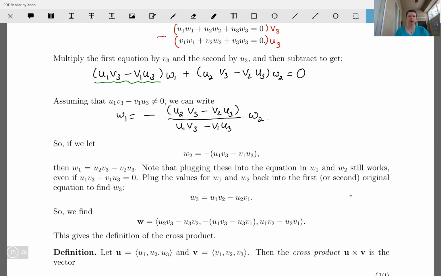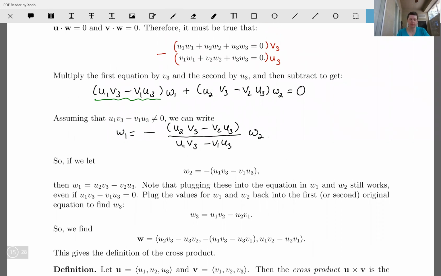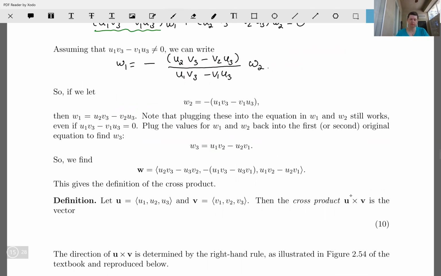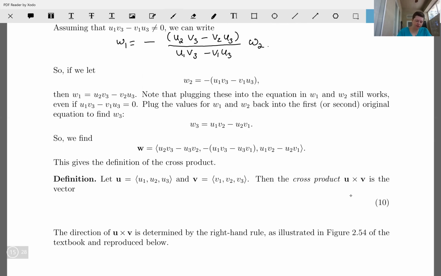Now you can check that even though we assumed that the coefficient of w sub 1 was not 0, if you plug these solutions into either equation, you will find that it satisfies the equation. And then we can very easily solve for w sub 3 by just plugging into either the first equation or the second equation from our original system. And so we get this lovely expression for w. So this gives us the definition of the cross product.